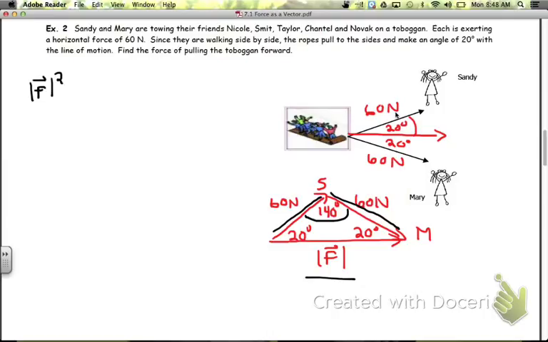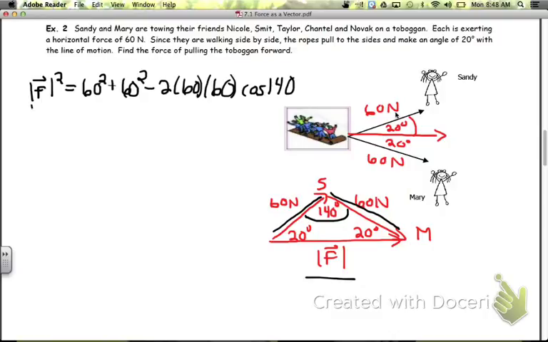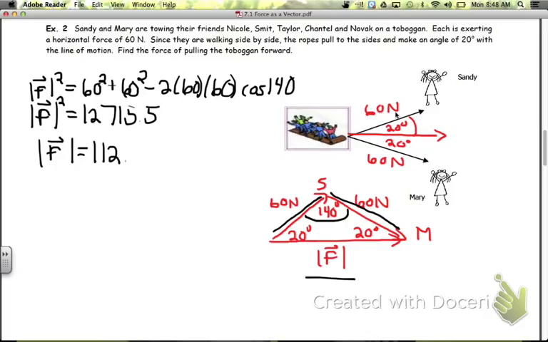So we're going to find the force squared is equal to 60 squared plus 60 squared minus 2 times 60 times 60 times cos 140. And from there, when we do our calculations, we get that our force squared is equal to 12,715.5. Take the square root of both sides, and we get that our force is equal to 112.76 newtons.